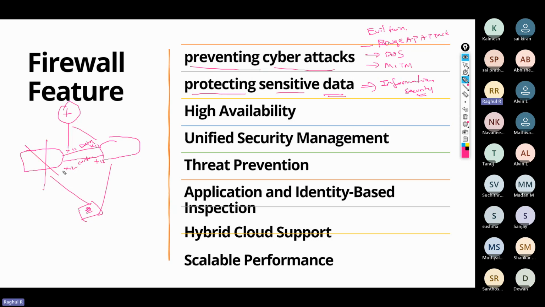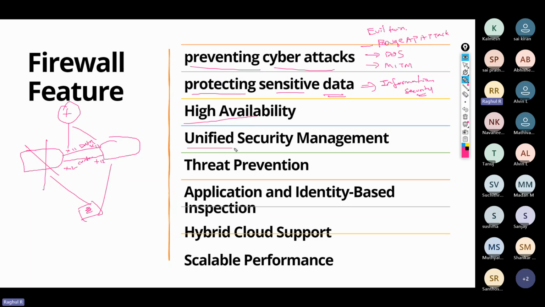So if one firewall goes down due to any hardware issue or power issue, the second firewall will become primary. Using the second firewall, we are able to communicate. Also, we will get all the security mechanisms. That is called high availability. That feature we get in a firewall.